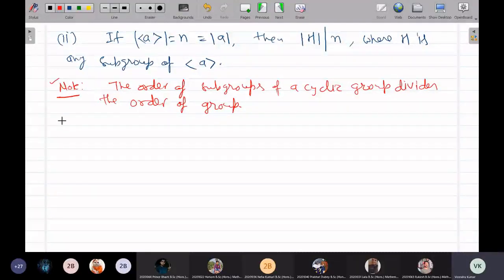So let us start the proof. Though there is some different proof given in your book, I tried to make it simpler so that it is easy for you to understand. So let us see the proof.